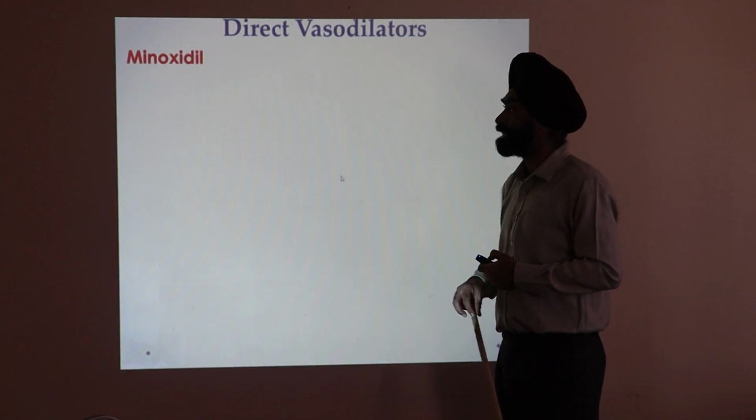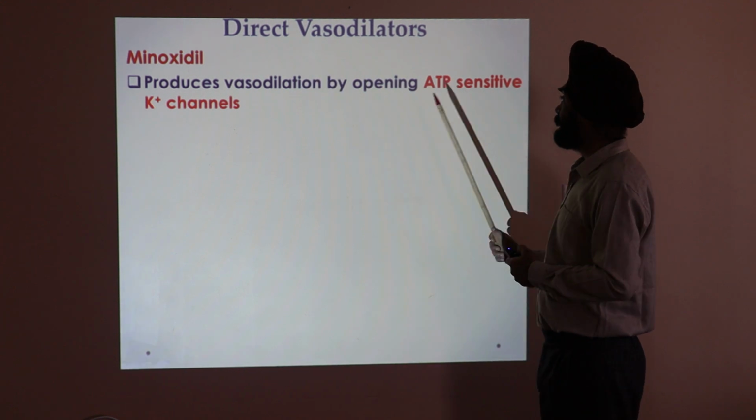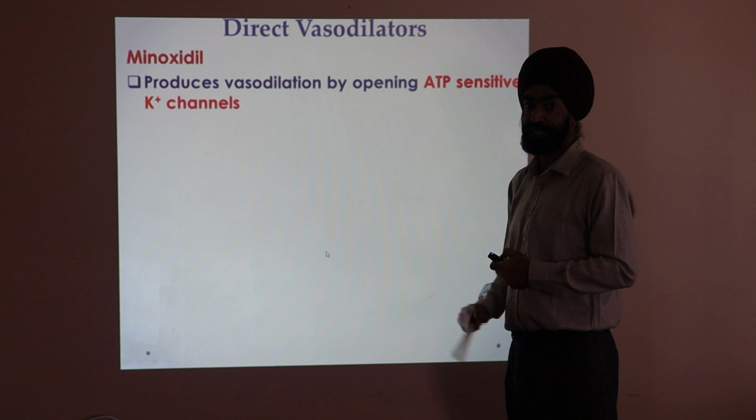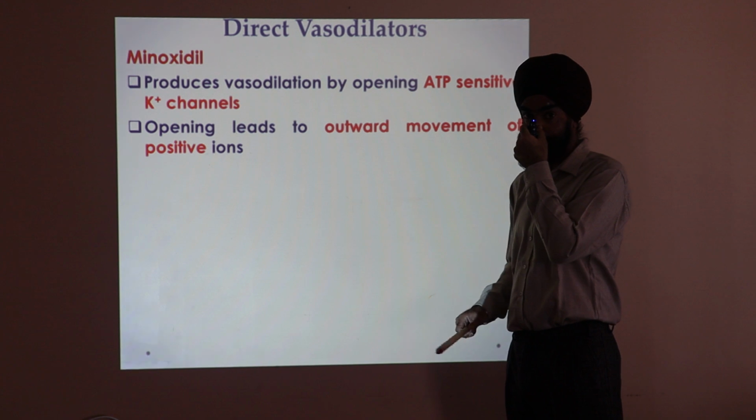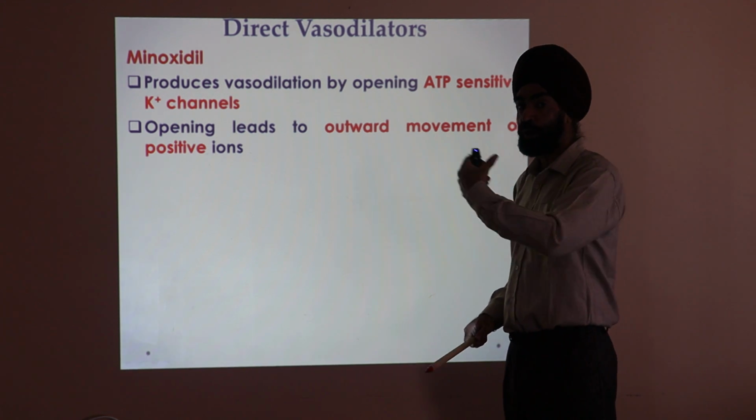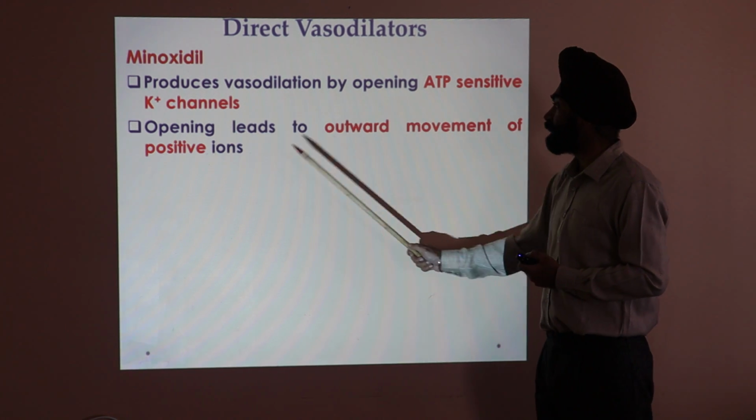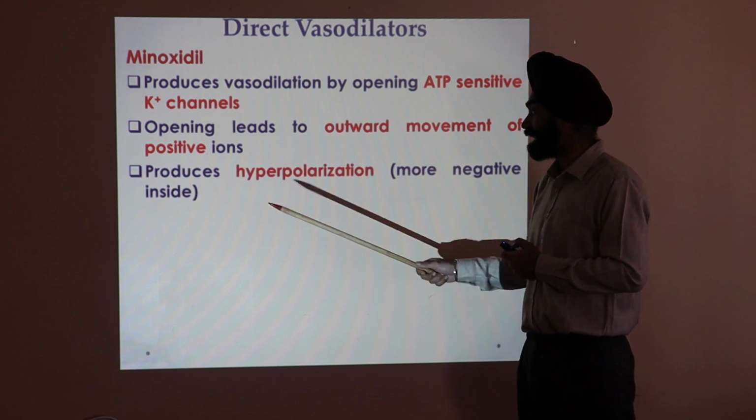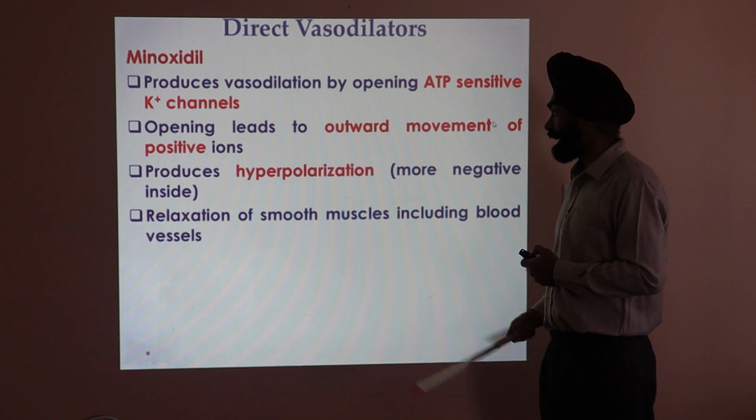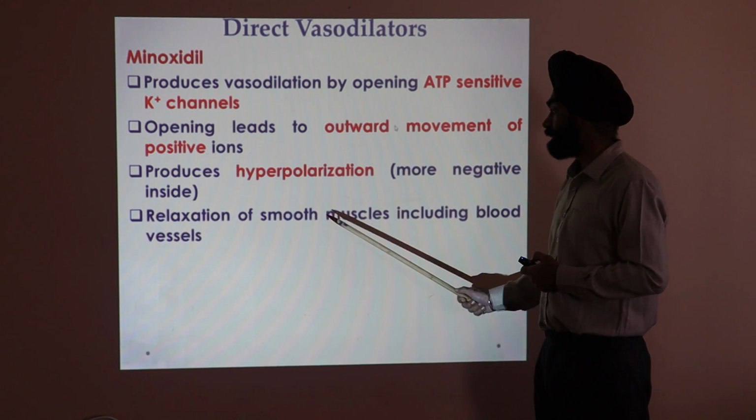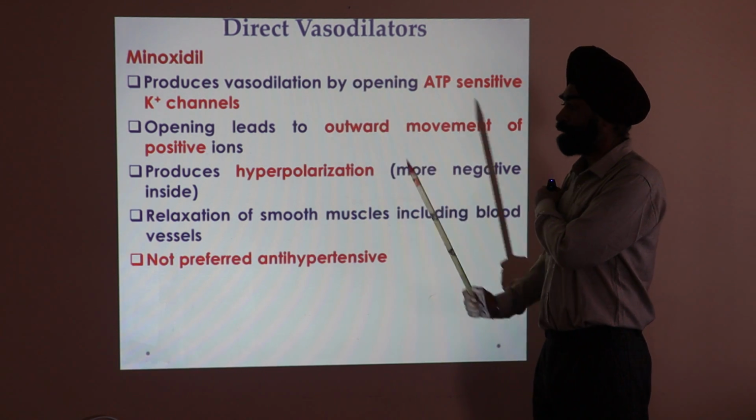Second drug in this category, minoxidil. It is again a vasodilator. Now what is the mechanism? It opens the ATP sensitive potassium channels. So when this potassium channel is opened, potassium moves from inside to outside, because potassium is higher inside. So the opening leads to the outward movement of positive ions. So what will happen to the inside? Inside will become more negative, hyperpolarization, and as a result, relaxation. Relaxation means there is a decrease in the peripheral resistance.